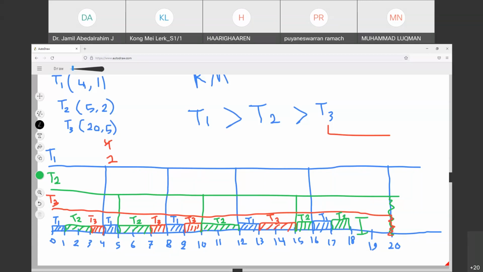That's how to draw or schedule rate monotonic scheduling. Any question? It's too simple. It's based on priority. The higher priority will preempt the lower priority process. Do you understand?